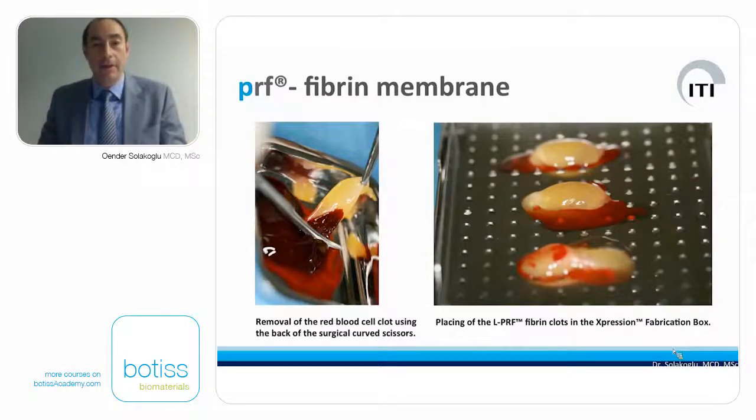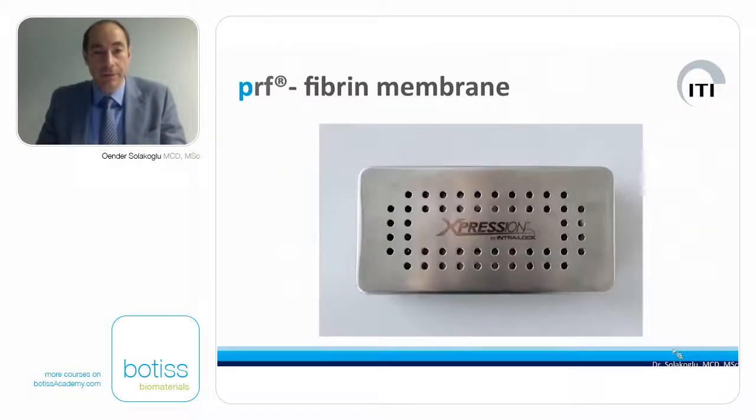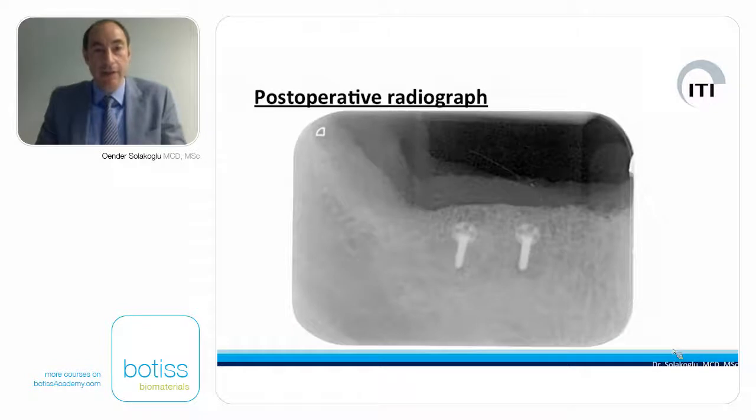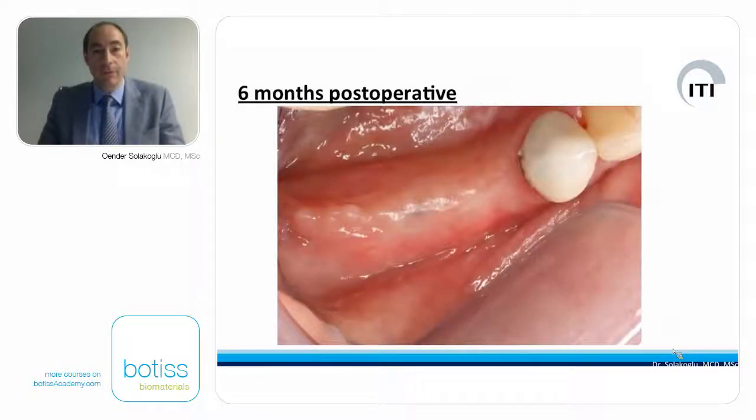So these are basically the PRF fibrin membranes in the expression kit. And with the expression kit, you can reach a very nice, very homogeneous, very thin body's own fibrin membrane in order to cover the surgical site and the collagen membrane. This is the post-operative radiograph of the block. And this is the clinical situation after 6 months of healing. You can see a very healthy tissue and very nice and thick bone.